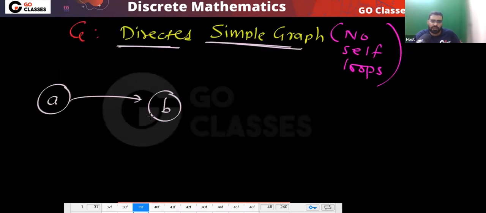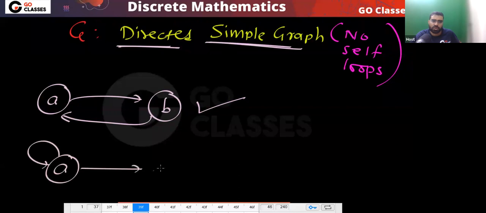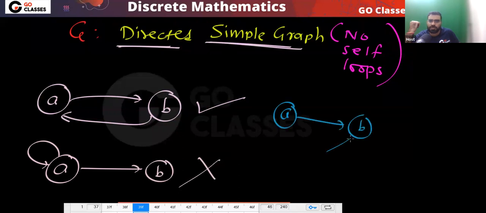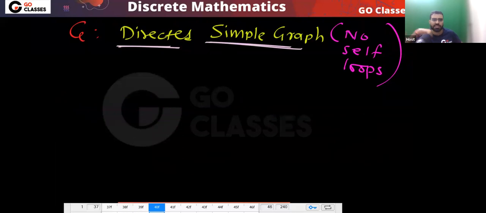From A to B, from B to A. This graph is fine. But this graph is not fine. Okay, this graph is also fine, A to B, B to C. This type of graph is also fine. So that is the directed simple graph we are discussing.